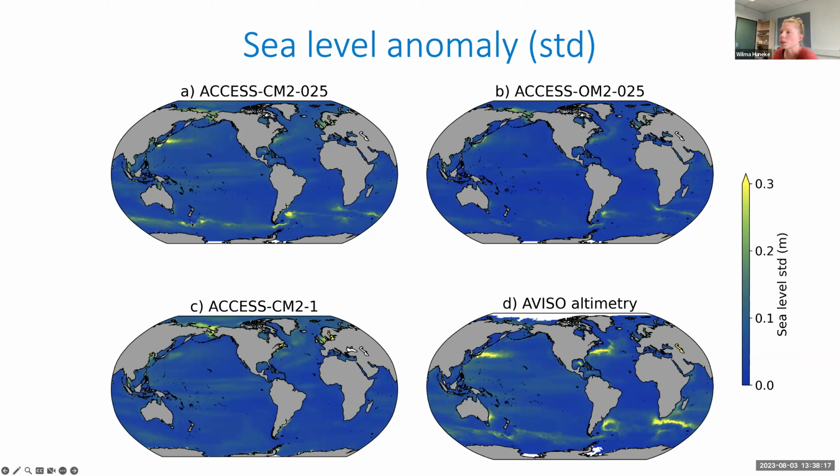But then when you go to the 1/4 degree, it's actually much better. And the coupled model also performs better than the ocean only model. So I guess in that regard, the 1/4 degree coupled model actually does a pretty good job. And yeah, it's nice to see that these regions where we expect more variability, they pop out in the coupled model.